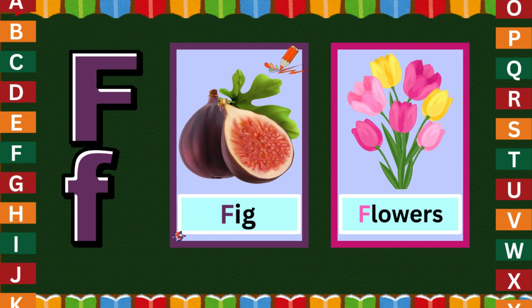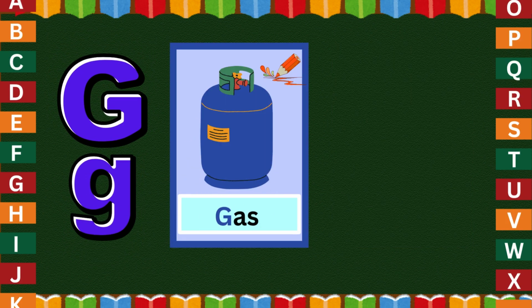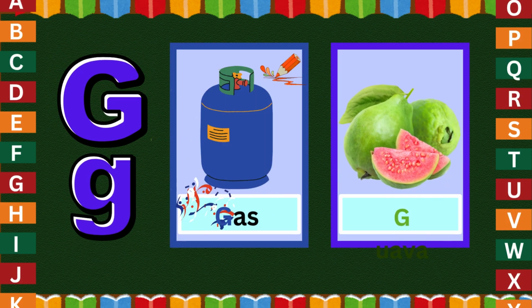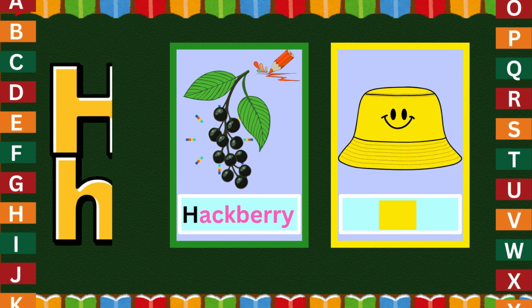Q for quiche. R for raspberry. R for robot. S for strawberry. S for seahorse. T for tamarind. T for turmeric. U for urchin. U for UFO. V for vanilla. V for vegetable.